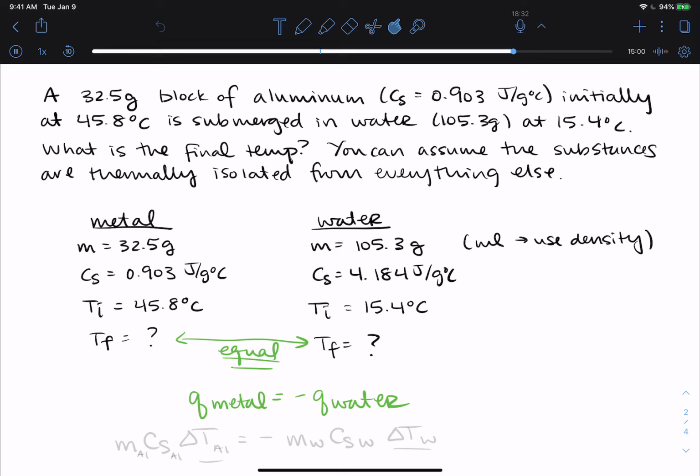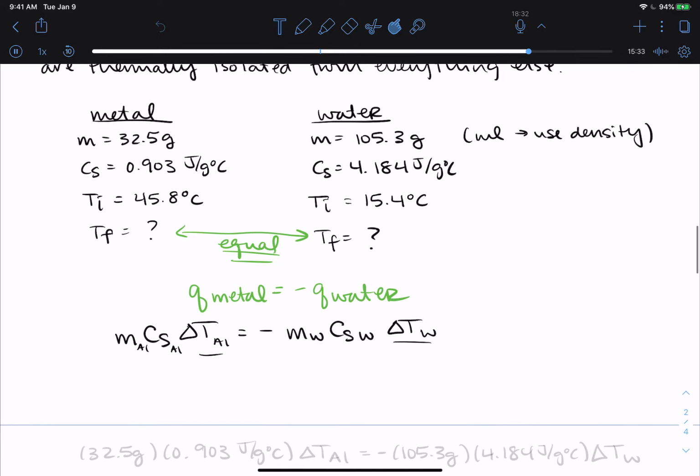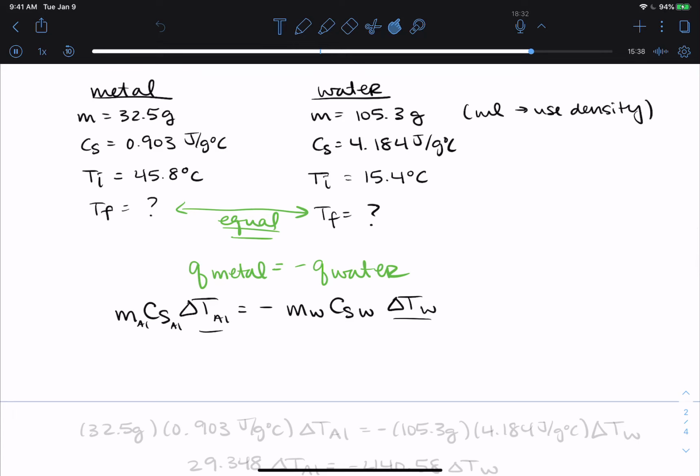So if the heat of the metal is equal to the opposite of the heat of the water, then we can actually just set up mass of the metal times the specific heat of the metal times the delta T of the metal. So let's put an aluminum in here for subscripts, equals the opposite: the mass of the water, the specific heat of the water, and the delta T of the water. So I'm going to set these in for algebra purposes. I'm actually going to leave my delta T's without that initial temperature, and you'll see why. It just makes the algebra easier to deal with, and then we'll plug in those initial temperatures closer to the end.